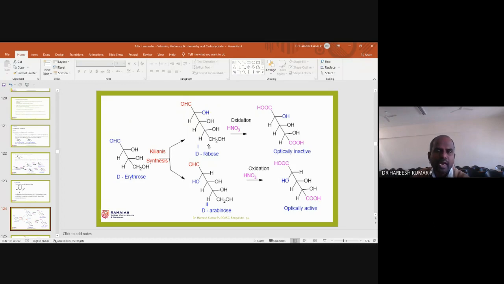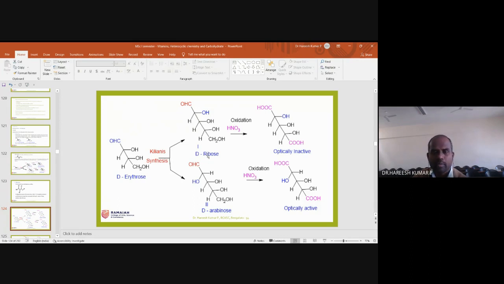That is what you need to remember when we are taking erythrose. Suppose we are taking threose, then this hydroxy is on the left hand side. That's the only difference; the remaining things continue. But anyway, I will explain that in the next slide.